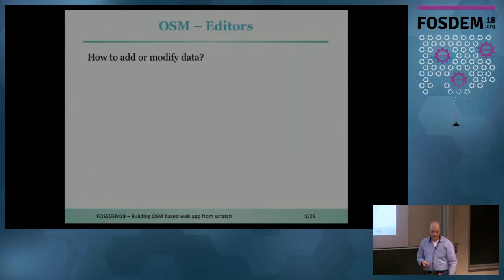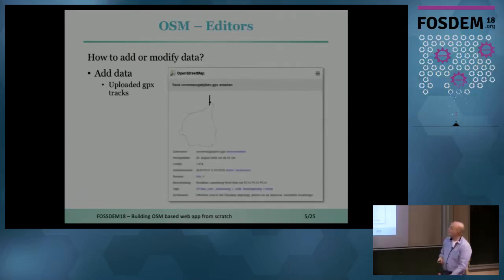Some words about the editors. You have to get your data into the database, or you have to modify it. You can add data by uploading GPX tracks. That was at first the only source we had. That means we took our GPS device with us, and afterwards we uploaded the track. And then we pointed these tracks to routes, to roads, or to ways, or something like that. And now in Europe we have mostly all ways, and it's not so important anymore, but that was the beginning.